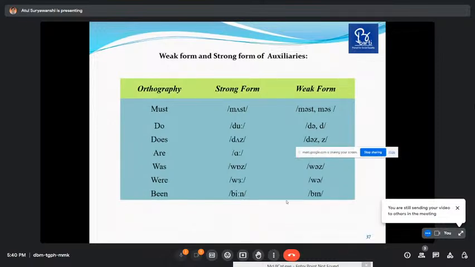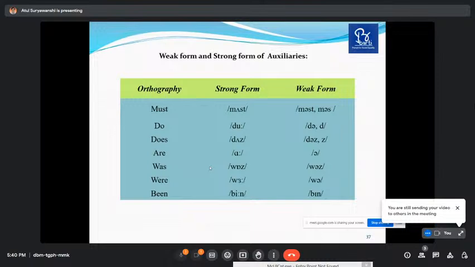So weak and strong form of auxiliaries is the next slide. Must is the strong form, 'məst' is a weak form. Do is a strong form, 'də' is a weak form. Does is a strong form, 'dəz' or 'z' is a weak form. Is is a strong form, 'z' is a weak form. Was is a strong form, 'wəz' is a weak form.